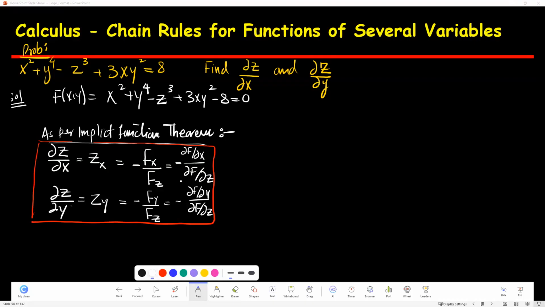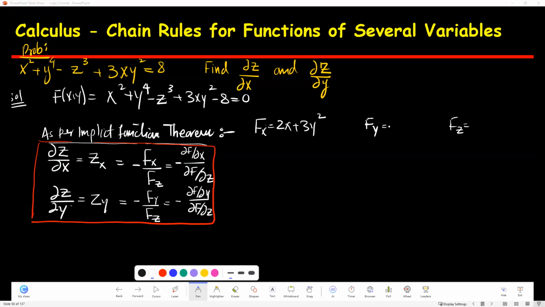In this problem, I need to find three things: fx, fy, and fz. It's pretty simple. I go to the function and take the partial derivative with respect to x, y, and z separately. If I take the partial derivative of this function with respect to x, it's going to be 2x plus 3y squared. Everything else becomes 0, since z cubed is a constant.